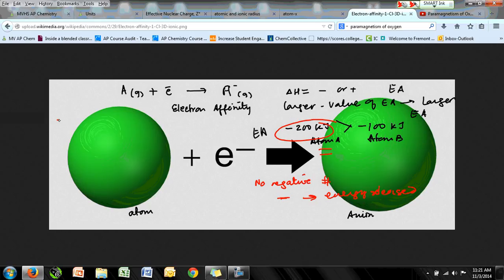So as you go across a period, because the atomic size is decreasing, with the smaller size, as the electron is approaching the atom, there's a greater Coulombic attraction between the protons and the incoming electron. Hence, electron affinity increases across a period. Going down a group, because the size is increasing, the Coulombic attraction decreases and electron affinity decreases.